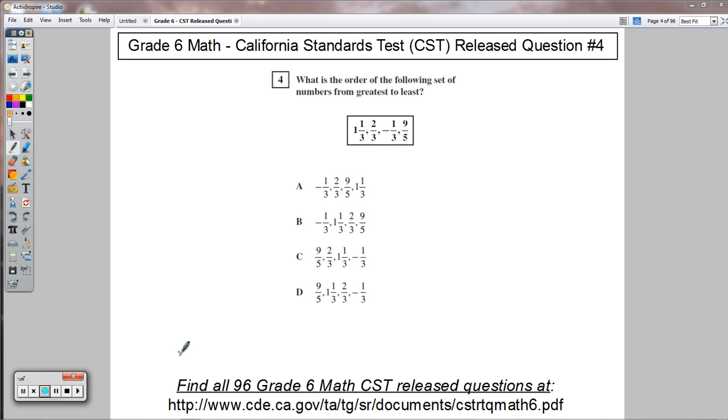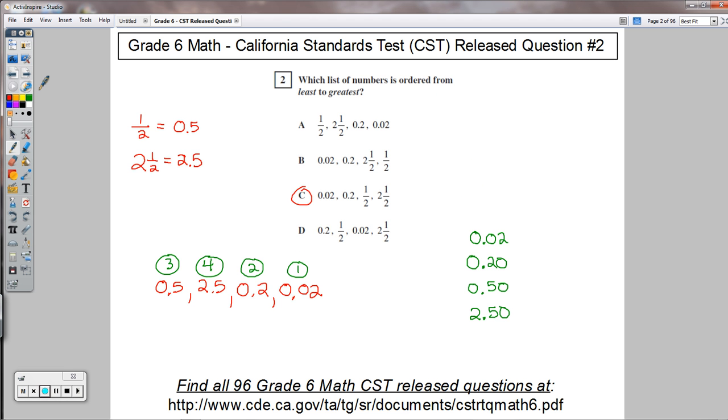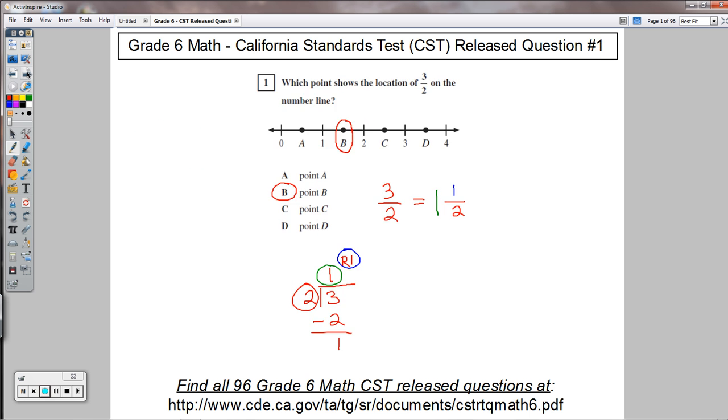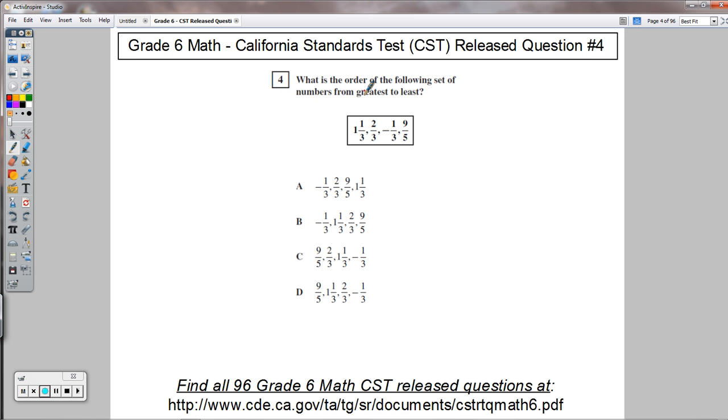Question 4 says, what is the order of the following set of numbers from greatest to least? So be careful there. They just changed this up on us. If we looked back in number 2, it said least to greatest. Usually you would see least to greatest, but this is greatest to least. So I know what the least number is. I'll say 1, 2, 3, 4 is greatest to least in that order.